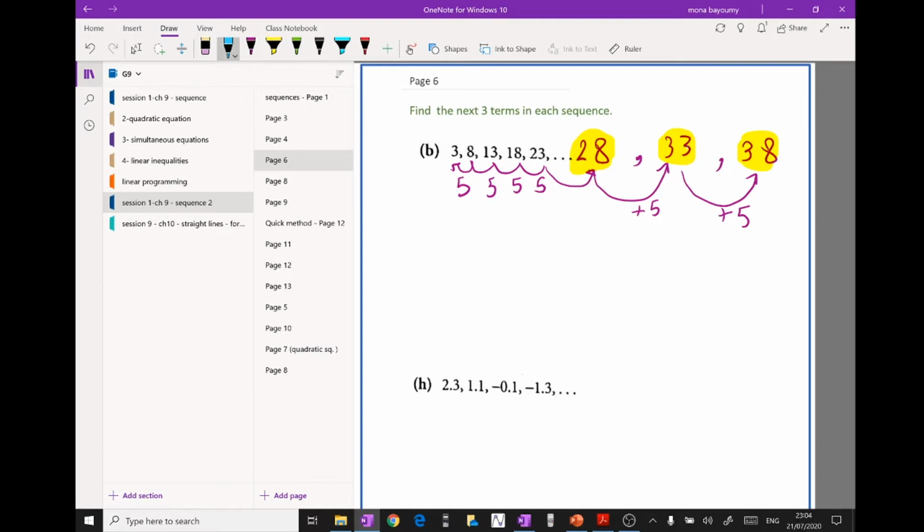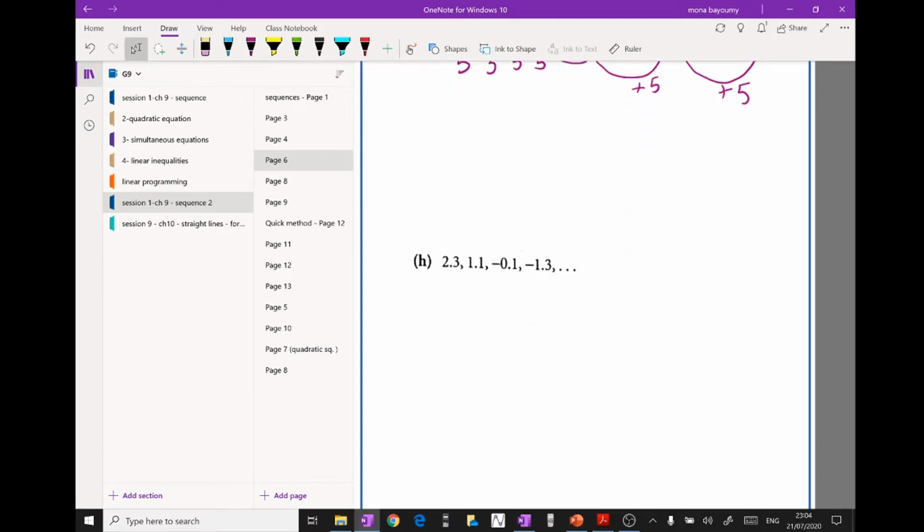So the same way you have to follow. 1.1 minus 2.3 is equal to negative 1.2. Again, negative 0.1 minus 1.1 is equal to negative 1.2. So no need to complete, we just want to know the common difference. The common difference is negative 1.2. So to find the next three terms, you have to subtract 1.2 each time.